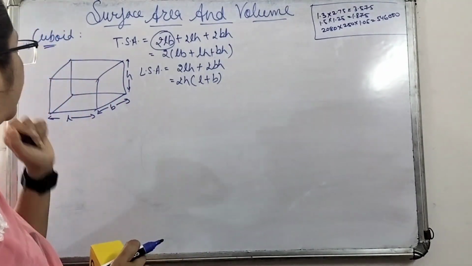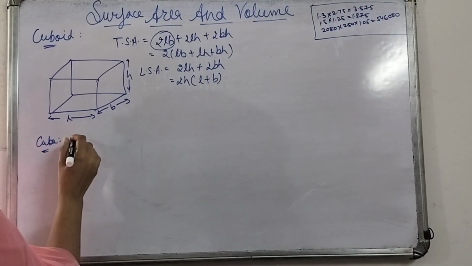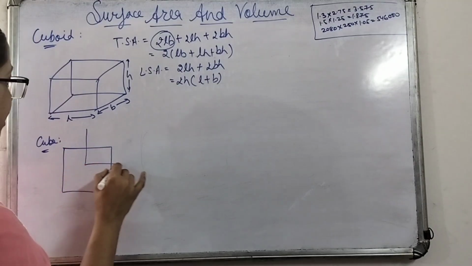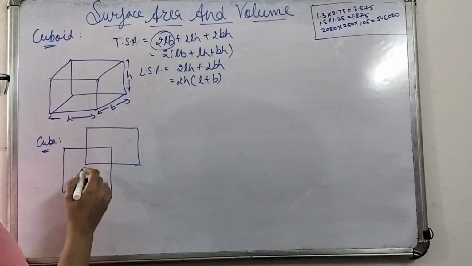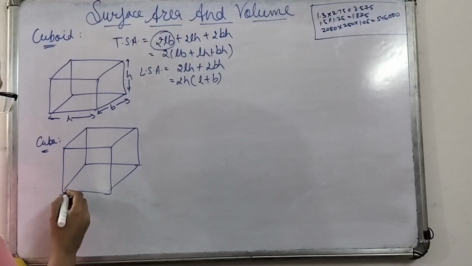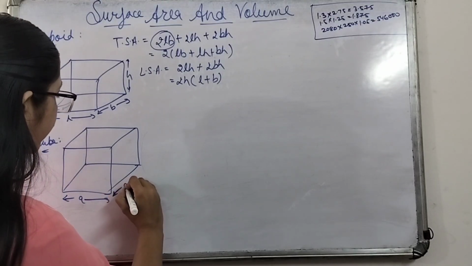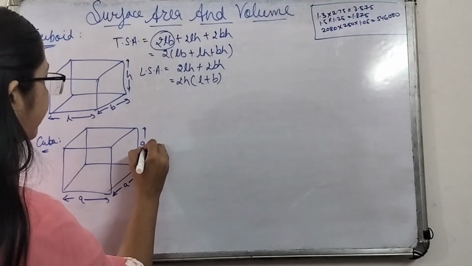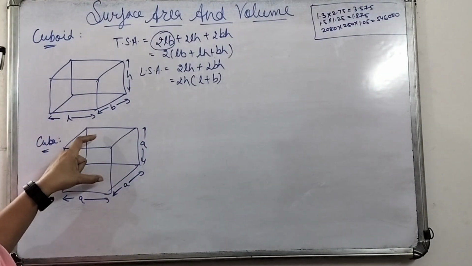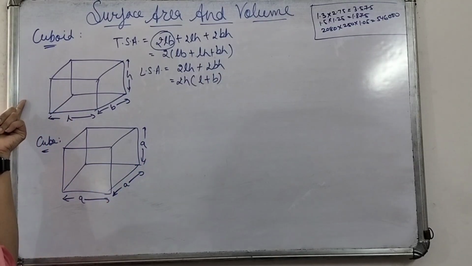Now, if instead of a cuboid, we consider the cube. We know that if all 3 dimensions, length, width and height, are equal, then we say it is a cube. If all 3 dimensions are the same, if length is A, width is A, and height is A, then we say this shape is a cube. If these 3 dimensions are different, then it becomes a cuboid.